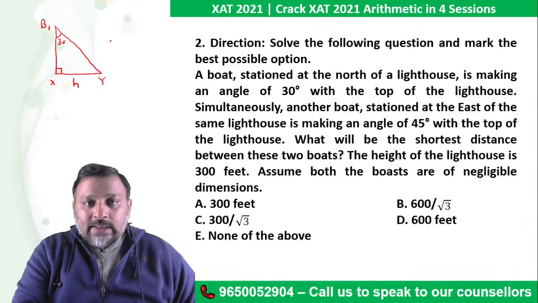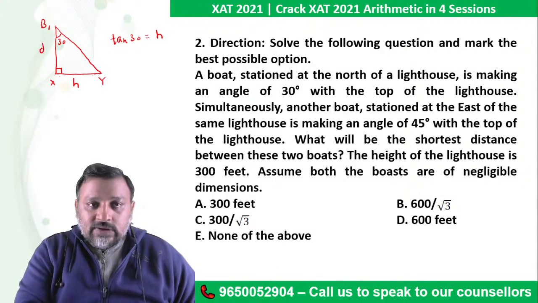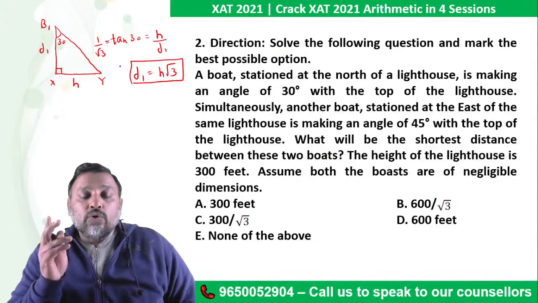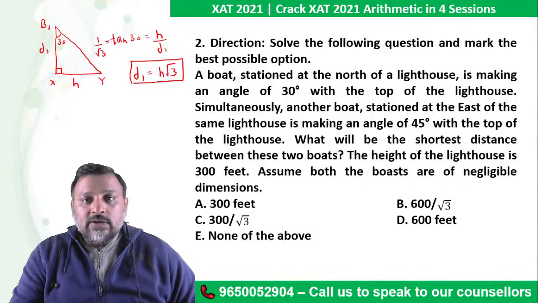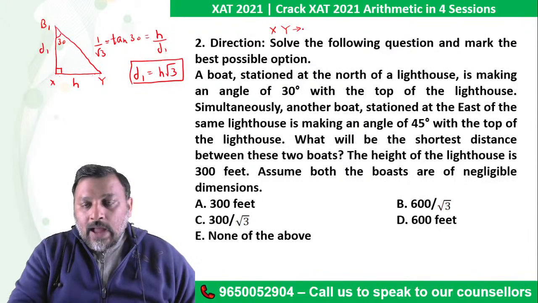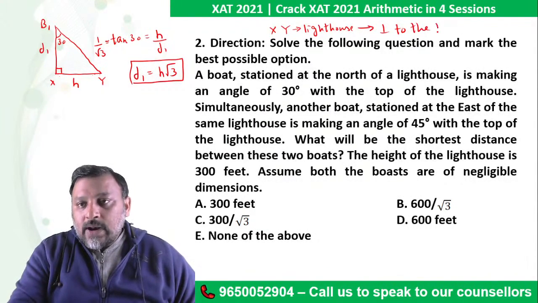So by applying the basic trigonometry, that is tan 30 should be equal to h upon, if I say this distance is d1, by d1. So tan 30 we know is 1 by root 3. So the value of d1 would be h root 3. Is this clear, guys? See, I've made this in 2 dimension, but actually the figure is 3 dimensional. This XY, which is the height of the lighthouse, this is perpendicular to the plane of the screen.